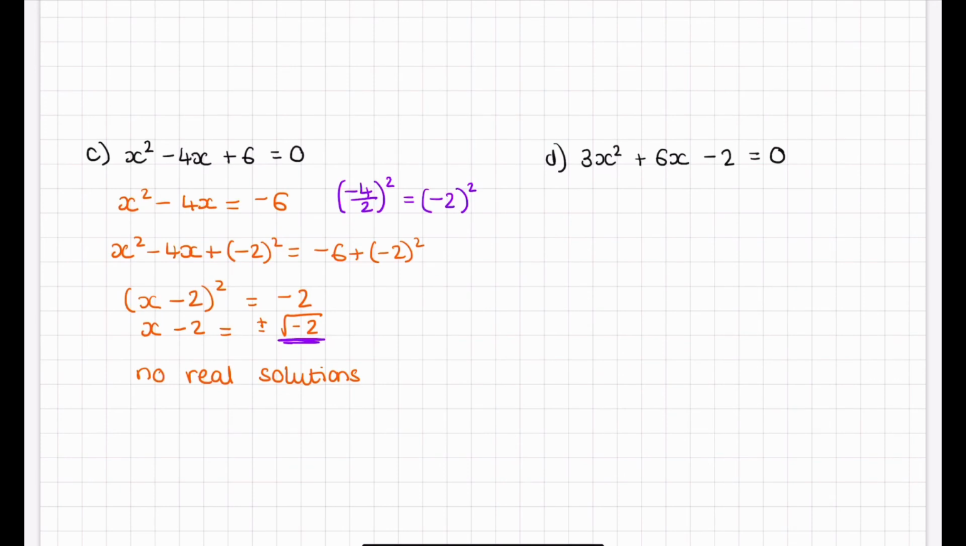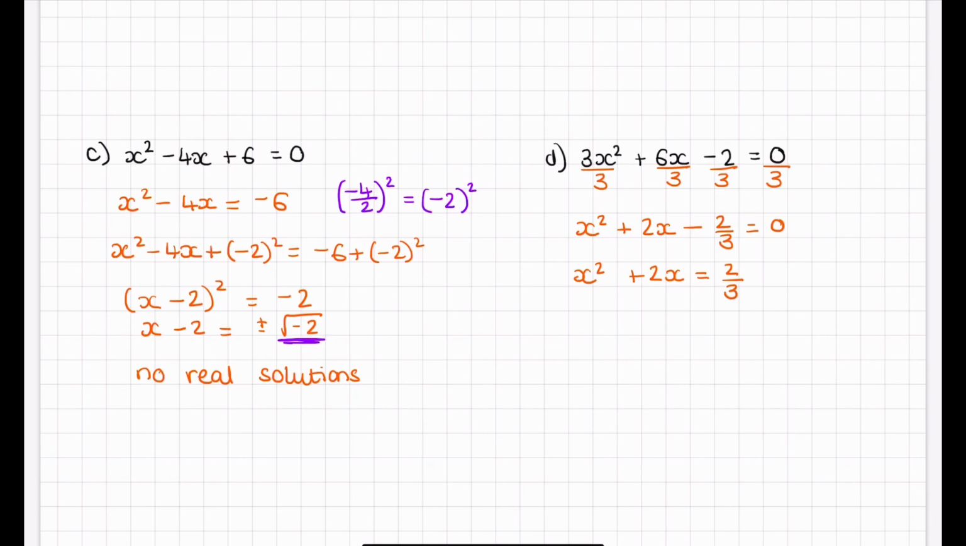And D, last one. Now with D, our issue here is we have a 3 in front of the x squared and we can't have that. So our first step here is going to divide everything by 3. Because that will get rid of the 3 in front of the x squared. So we'll end up with x squared plus 2x minus 2 on 3 equals 0. And now we can do our process. So we're going to have x squared plus 2x equals 2/3.